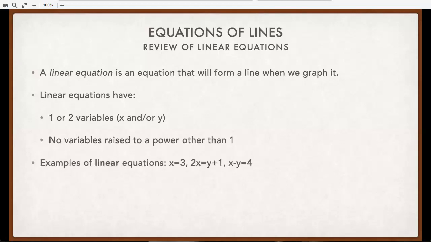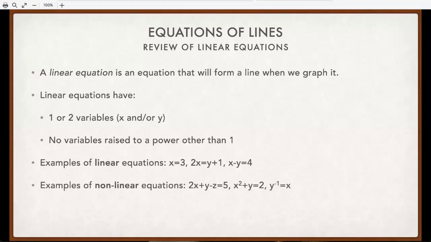So here's some examples. x equals 3. It only has one variable, but it's raised to the first power. 2x equals y plus 1 has two variables, also raised to the first power. Or x minus y equals 4. Here are some nonlinear equations.